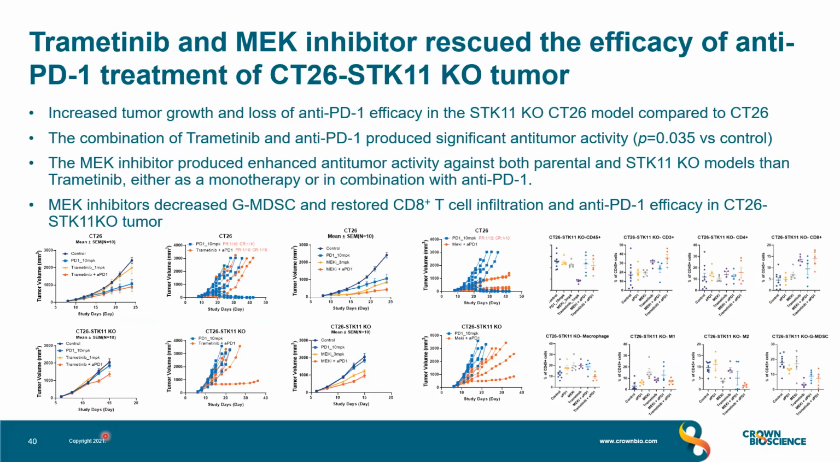The combination of trametinib with anti-PD-1 produced significant anti-tumor activity, and another MEK inhibitor produced even better anti-tumor activity against the knockout model. Then flow cytometry, which is shown here, was used to profile the infiltrating immune cells. This showed that with MEK inhibitors, there was a decrease in the GMDSCs, which restored CD8 positive T cell infiltration, and also the anti-PD-1 efficacy in those knockout tumors.